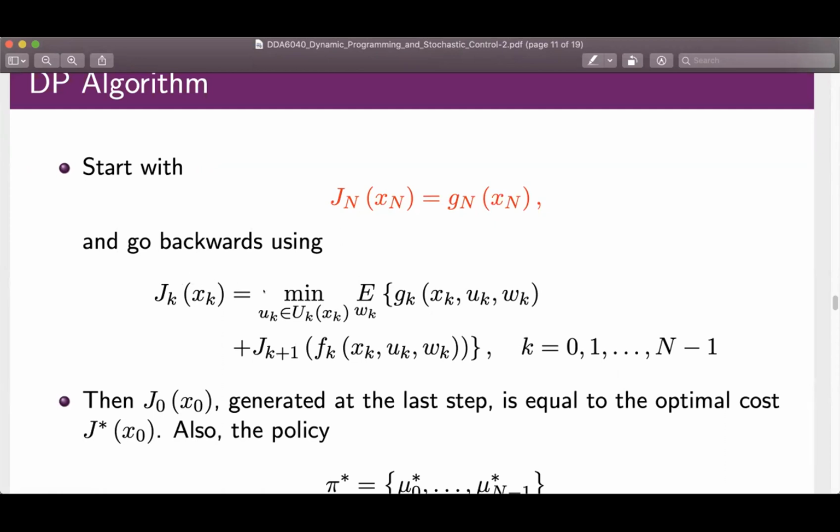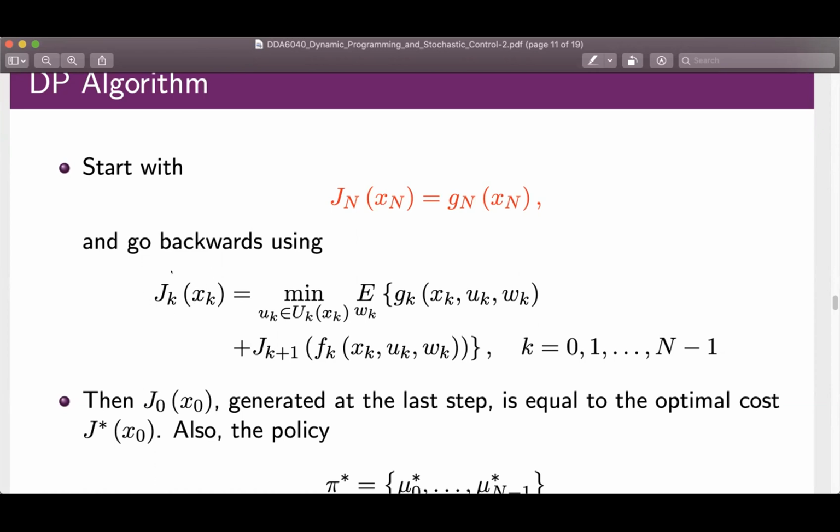J_k(x_k) is obtained by doing the minimization. This minimization tries to solve the subproblem, and this problem is solved for any given possible x_k. So this equality, this step, must be implemented for each possible x_k. Not only one feasible x_k, but any possible x_k.